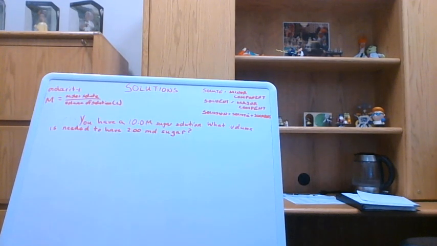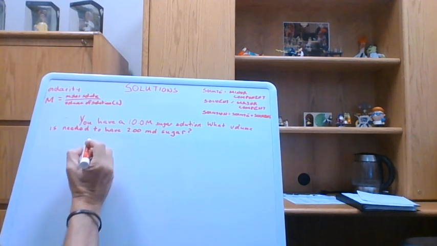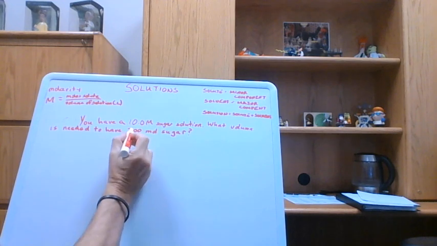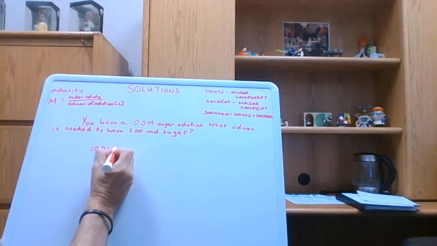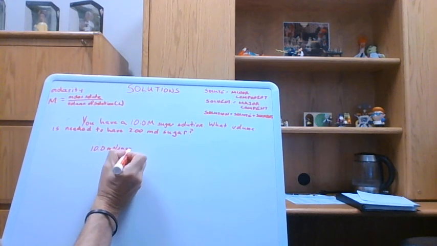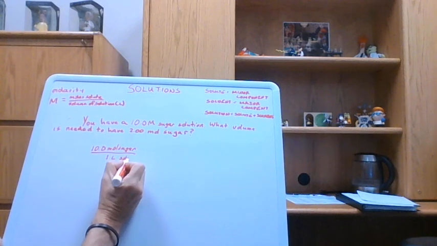So we have a slightly different problem here. You have a 10 molar sugar solution. What volume is needed to have 2 moles of sugar? So how much of that solution do we need to take just to have 2 moles of sugar? And to solve this problem, we need to look at molarity a little bit differently. We need to look at it as a conversion factor. So if it's 10 molar, that means we have 10.0 moles of sugar in every 1 liter of solution.